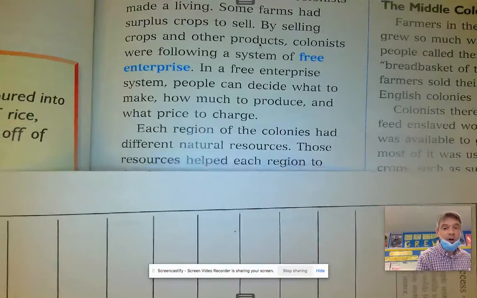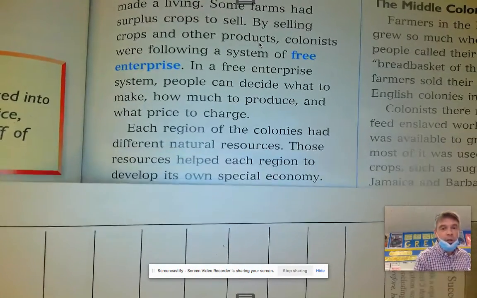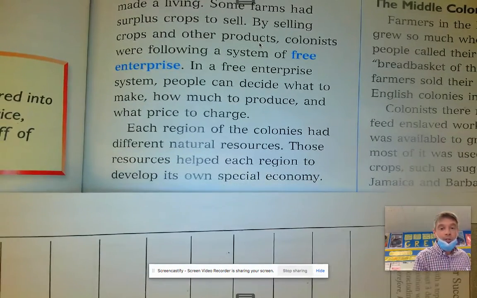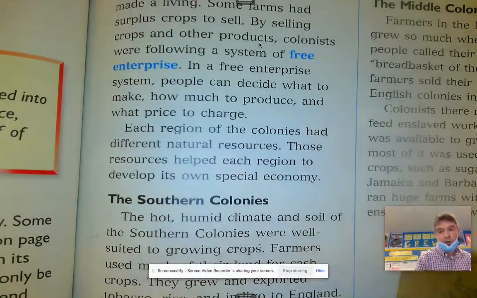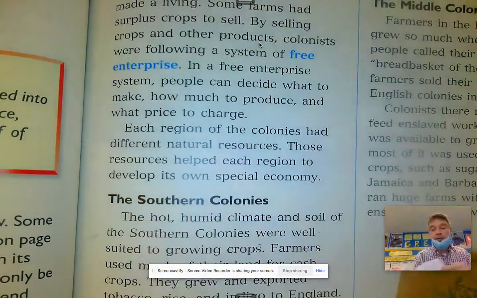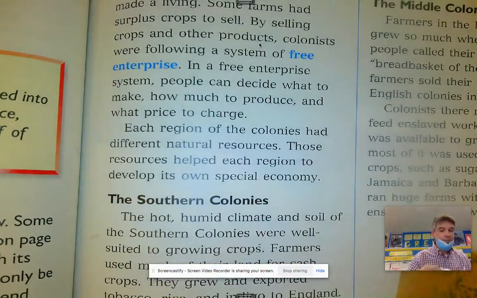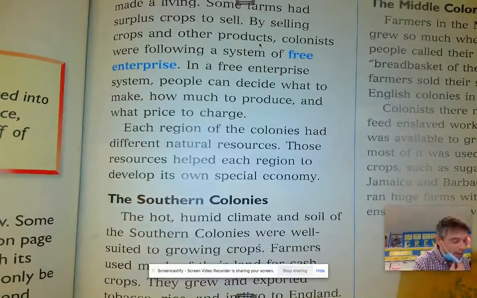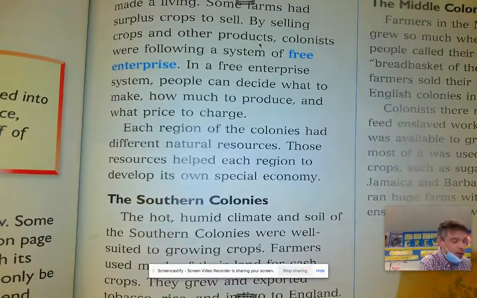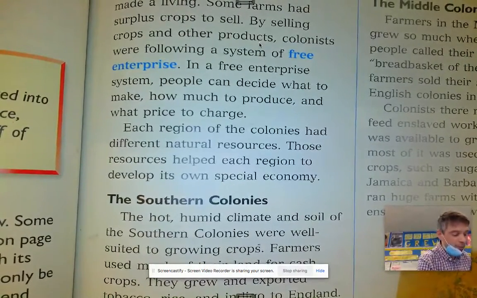Each region of the colonies had different natural resources. Those resources helped each region to develop its own special economy. So now we're going to talk about the southern colonies. And on your paper, you're going to be putting in information about the southern colonies. The southern colonies. The hot, humid climate and the soil of the southern colonies were well suited for growing crops.